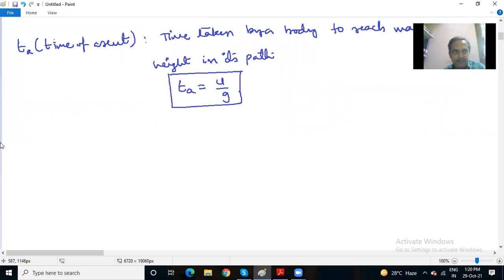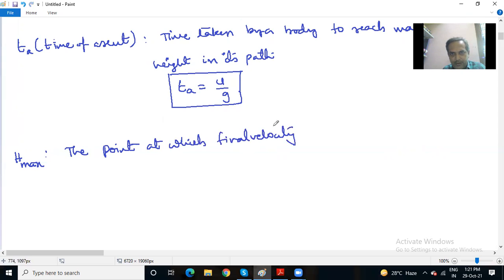Now let me give you the definition of H max. The point at which the final velocity becomes zero for a body thrown vertically upwards.